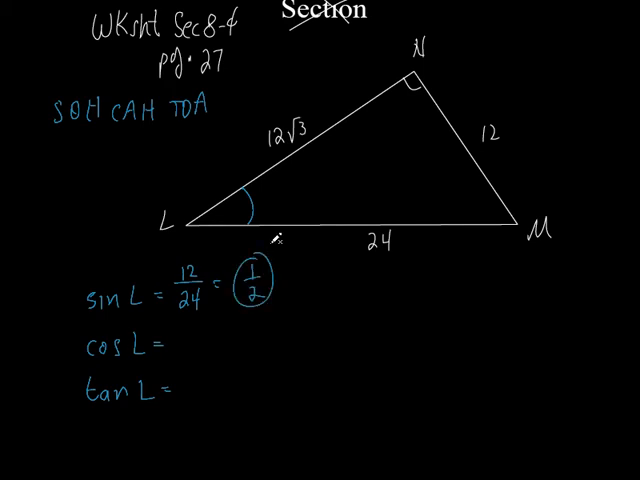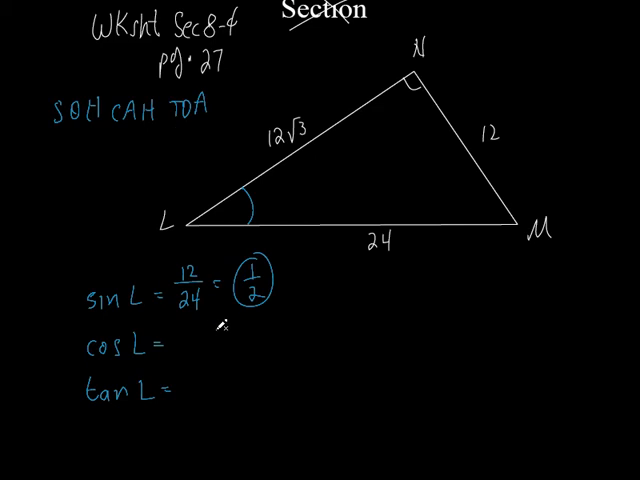All right. What about the cosine, though? The cosine is the adjacent over the hypotenuse. Which one's the adjacent to angle L? 24? Well, technically, this side is adjacent to this angle, but it's the hypotenuse, right? So I call this the hypotenuse. What's the side that I call the adjacent side of my right triangle? 12 square root of 3.